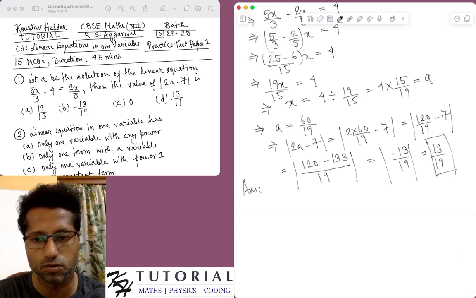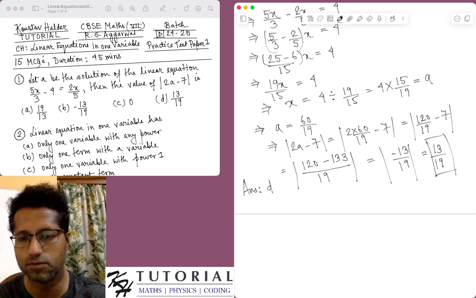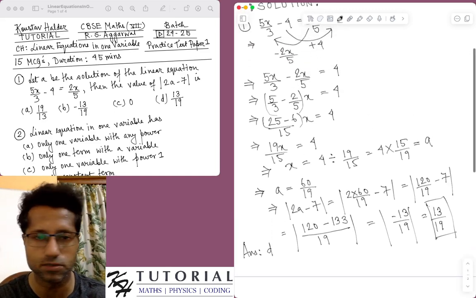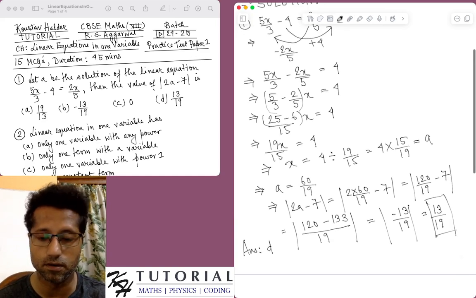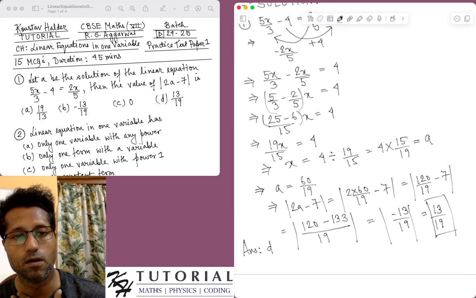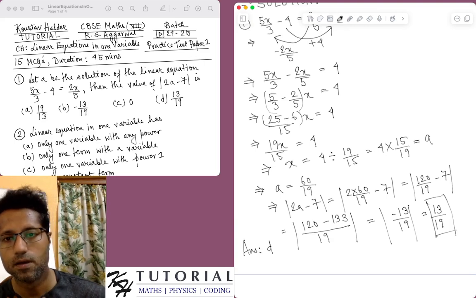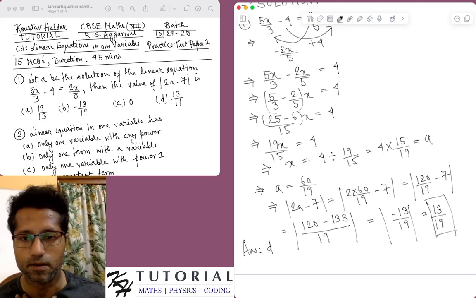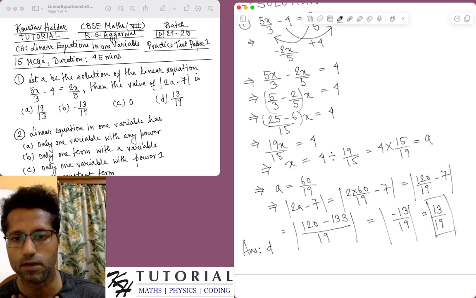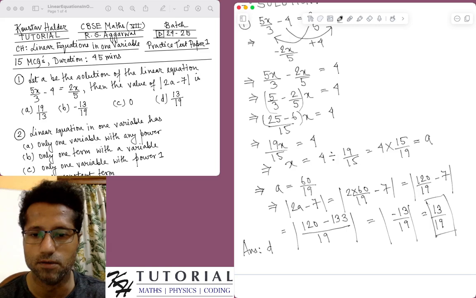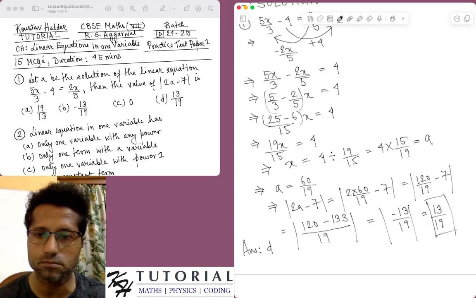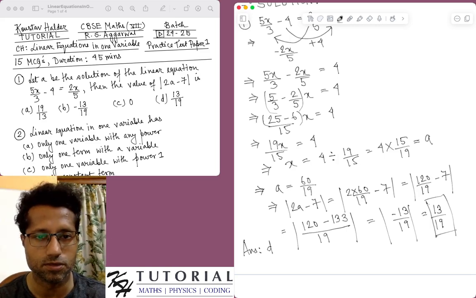So the answer is choice D. While I am solving the equation, you can pause the video. First, you try yourself. I will attach the link of the PDF of this test paper in the description below, and you can start solving it. You can pause the video, and when you are stuck on any problem, then you can see my solution. Okay, so question number 1, the answer is choice D.